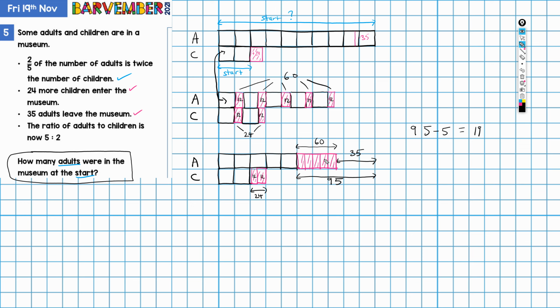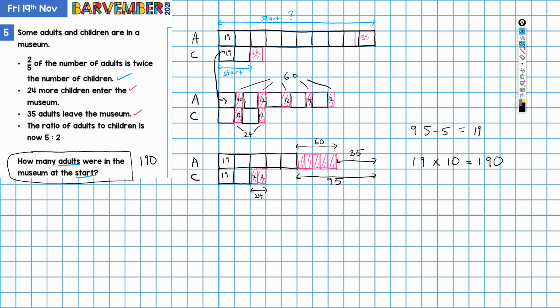So now we know that each of these parts, this is 19, this is 19, and so are these up here. Okay, and if this is 19, so are each of these. And now we can calculate this part. This is our question. And how many of these parts did we have at the beginning? Well, 1, 2, 3, 4, 5, 6, 7, 8, 9, 10. So it's as easy as 19 times 10, and that equals 190. So we know that there were 190 adults at the start.